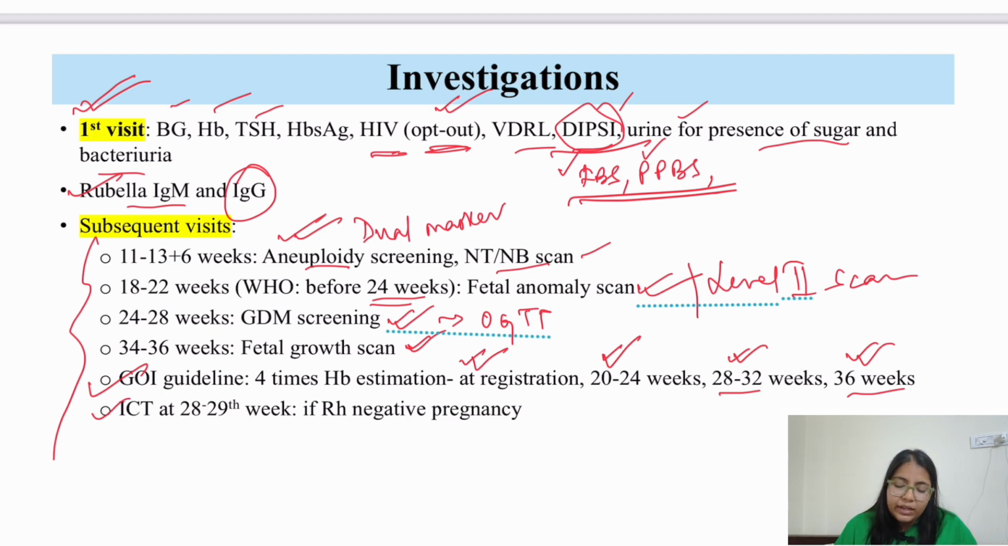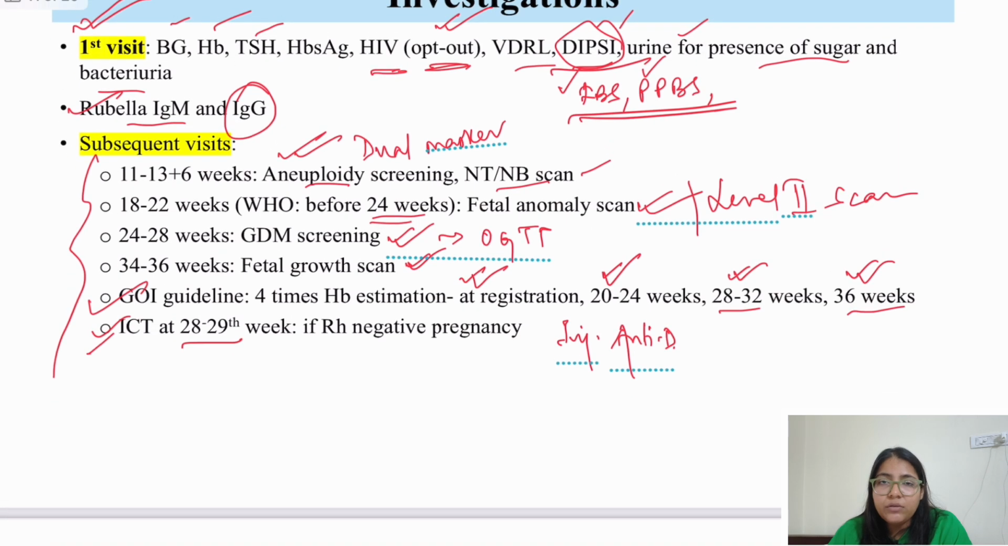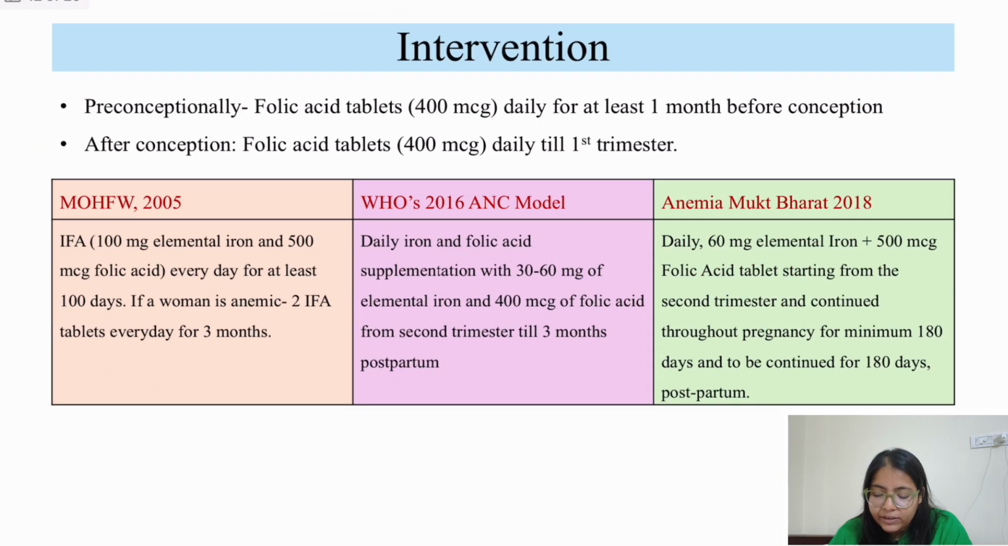Okay. And in case of Rh negative pregnancy, if the patient has Rh negative blood group and the husband is Rh positive, and the first time you did ICT it was negative, then you repeat ICT at 28 to 29 weeks, and again if it is negative we give the patient anti-D injection to prevent Rh isoimmunization. Okay, this I will also cover in another video about Rh negative and Rh isoimmunization pregnancy. So all these investigations you need to keep in mind.